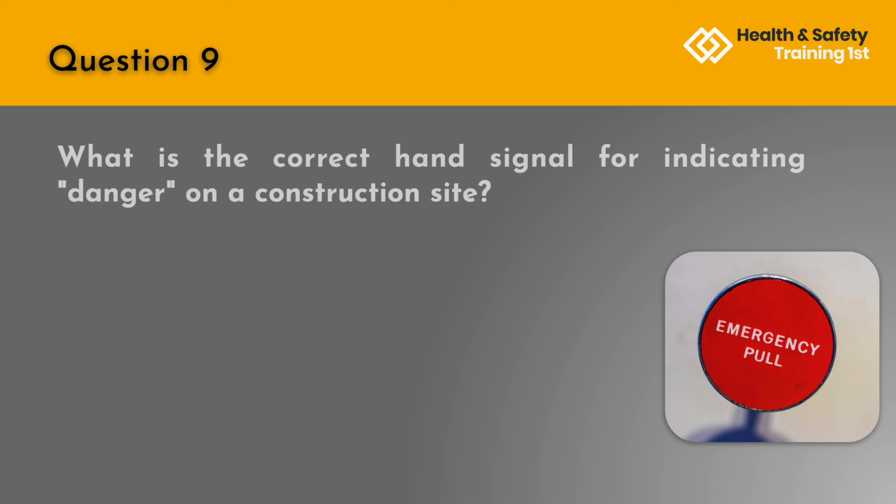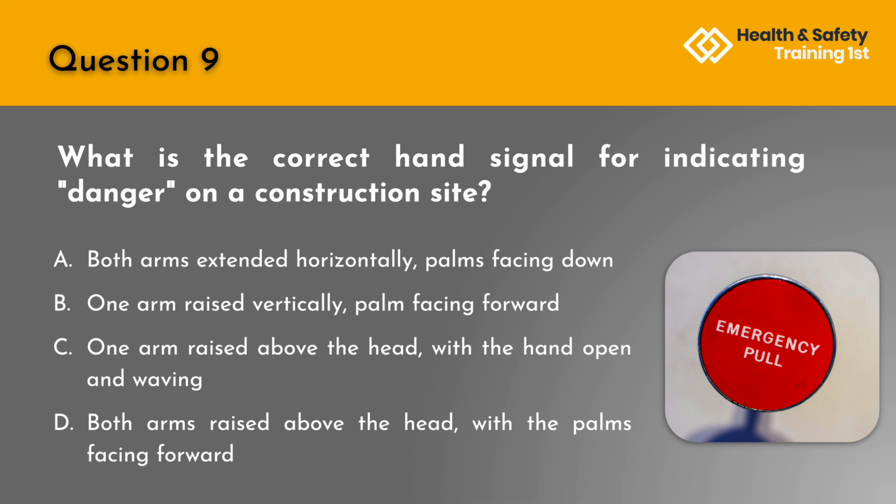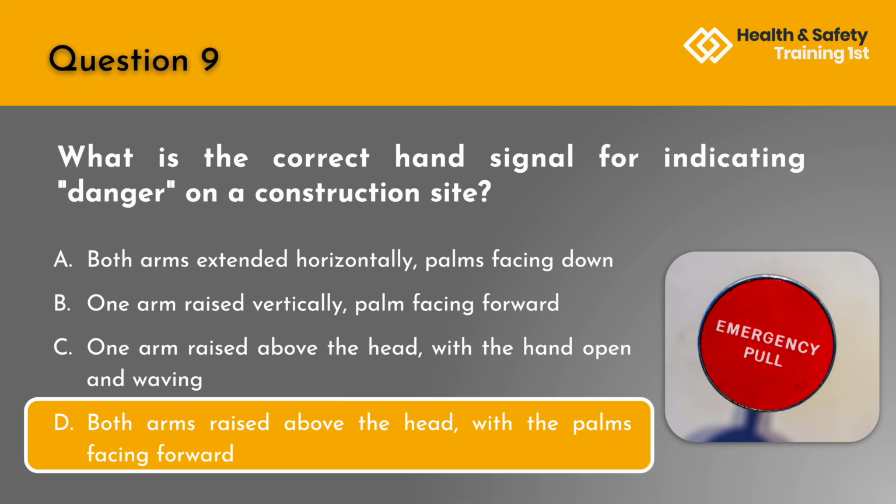Question 9. What is the correct hand signal for indicating danger on a construction site? A. Both arms extended horizontally, palms facing forward. B. One arm raised vertically, palm facing forward. C. One arm raised above the head with the hand open and waving. Or D. Both arms raised above the head with the palms facing forward. The correct answer is D. Both arms raised above the head with the palms facing forward.